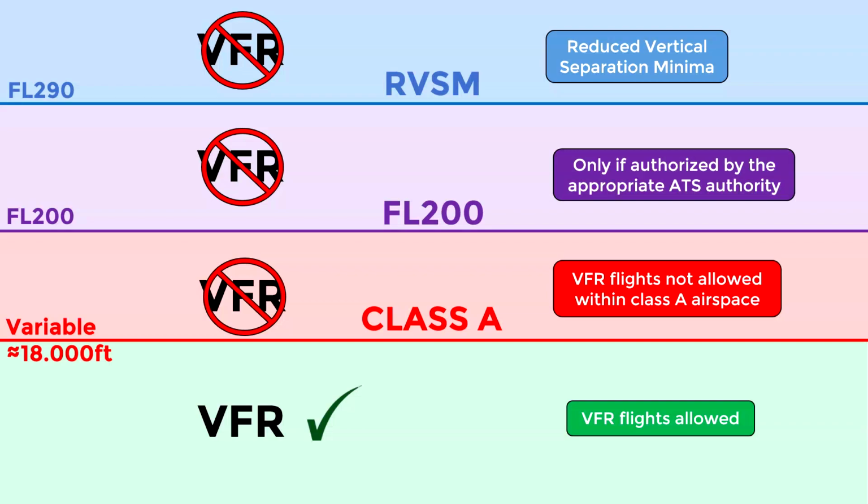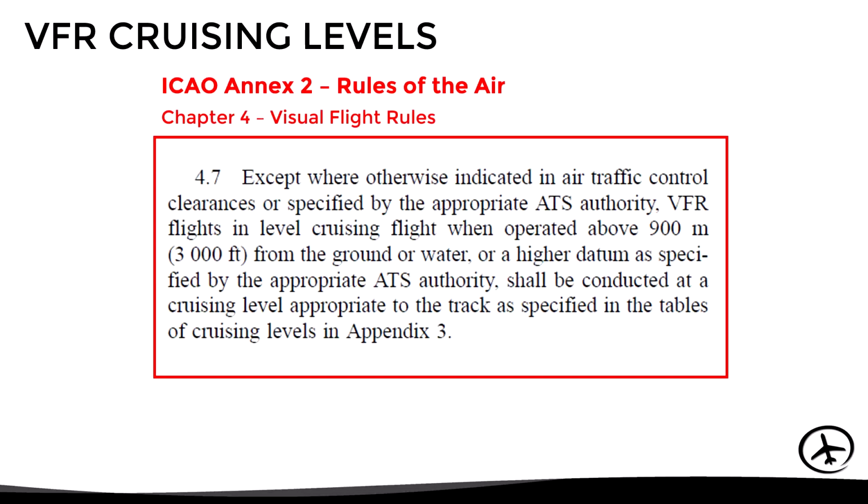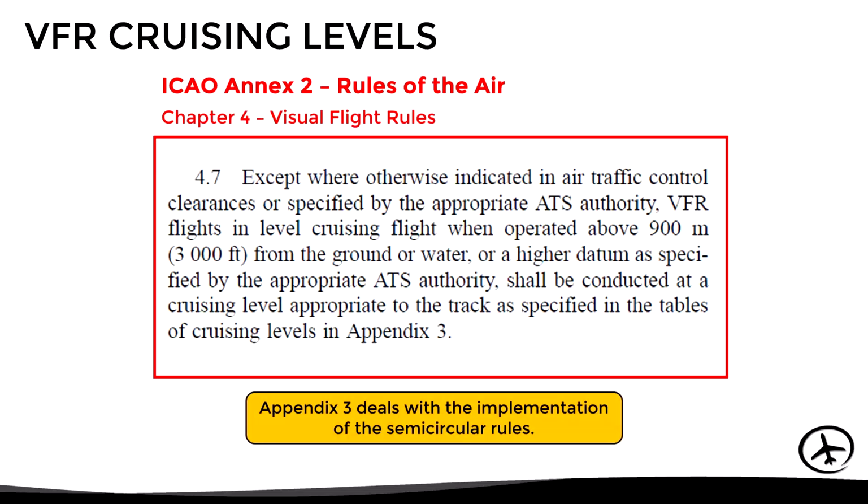So having seen the minimum and maximum altitudes, let's now see the VFR cruising levels that we should actually use. According to the rules of the air, except otherwise specified by ATC or the appropriate ATS authority, VFR flights in cruise at 3,000 feet or more above the ground or water shall be conducted at a cruising level appropriate to the magnetic track, as specified in Appendix 3. The Appendix 3 in this case deals with the implementation of the semicircular rules of cruising levels.